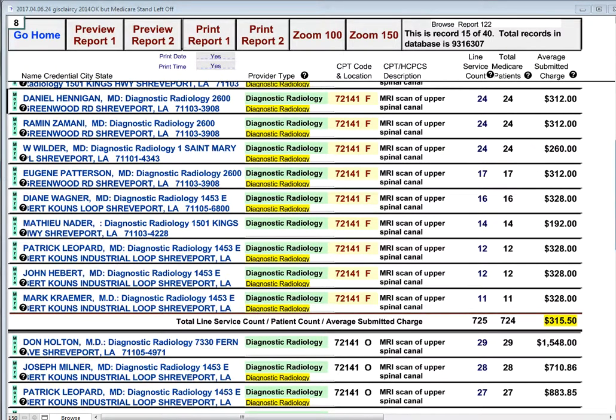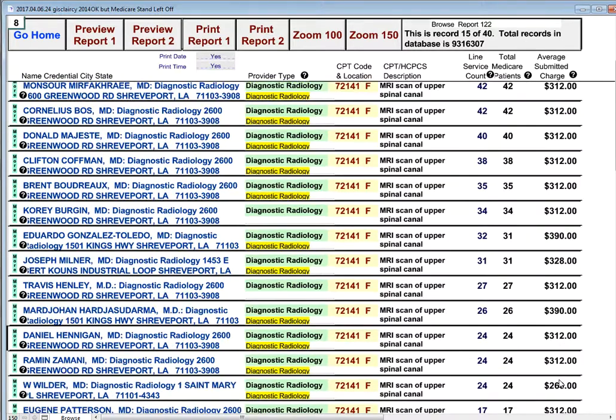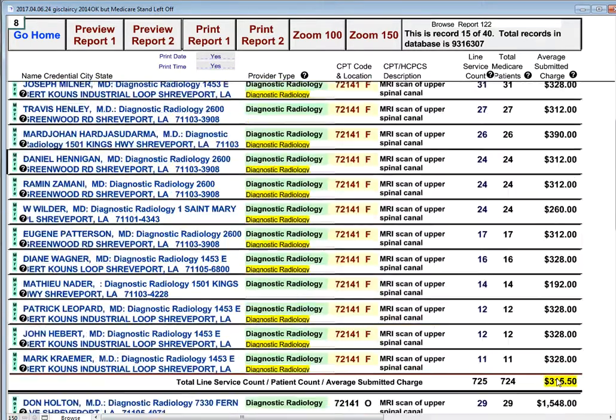We're looking at 72141. We've done a search for this CPT code in the Shreveport, Louisiana area. And it brings up first radiologist. And they look at the charges these individuals have charged in a facility setting. And then if you look across, you will look at the various charges, and they're fairly consistent. Most of them are in the $300, maybe up to $400, but mostly $300 charge. There's nothing there that appears to be inconsistent, and the overall average is $315.